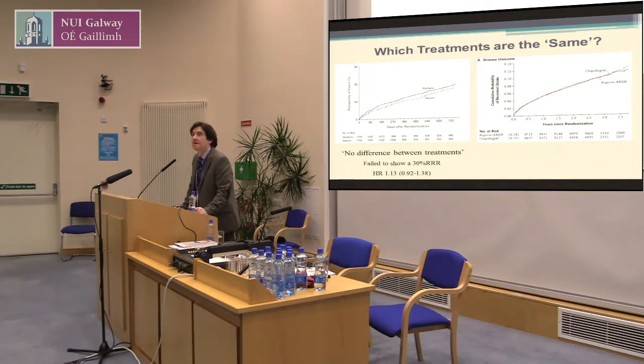This one concluded that there was no difference between the treatments. This is an older trial. It was a superiority trial. They failed to show superiority, so they concluded there was no difference. But failure to prove superiority isn't proof that there is no difference. There may be a difference within a smaller margin.